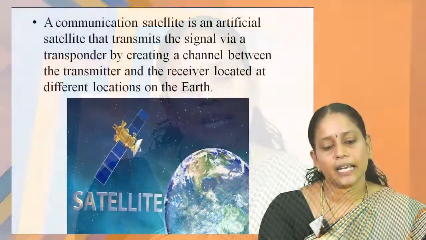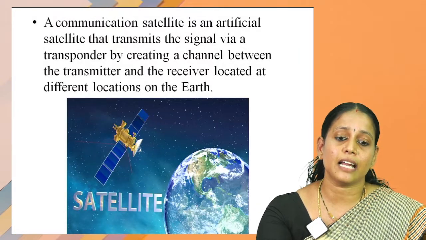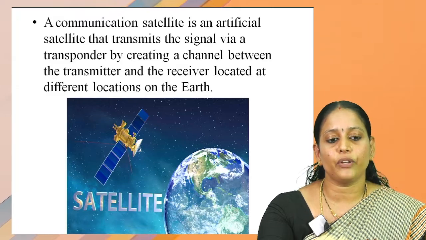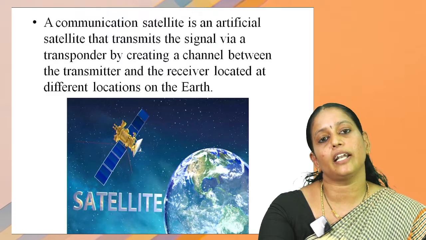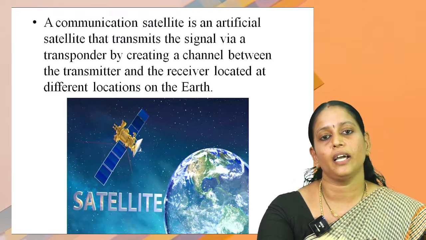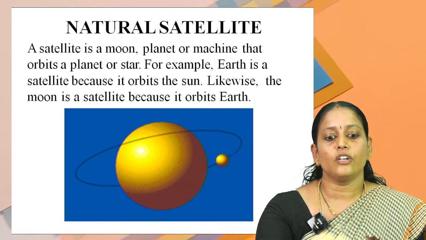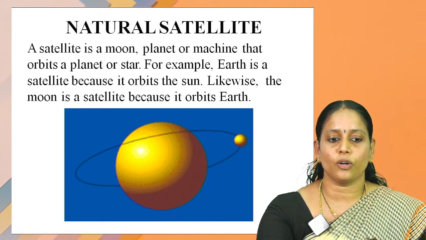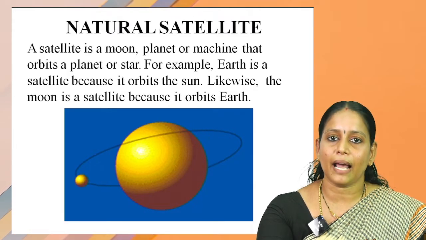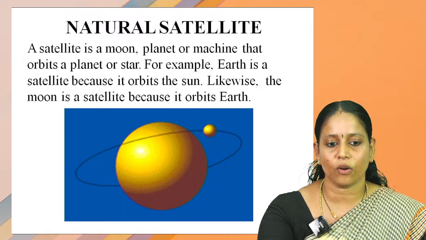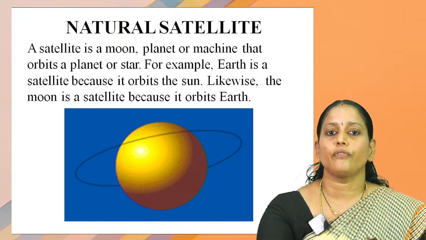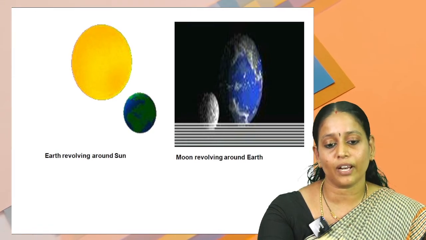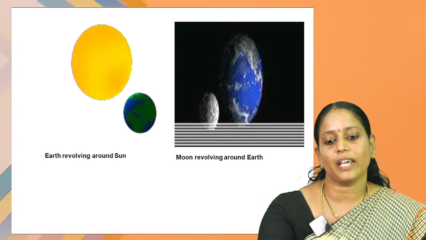A communication satellite is an artificial satellite that transmits signals through a transponder and creates a channel between the transmitter and the receiver located at different positions on the earth. This picture shows a natural satellite. A satellite is a moon, planet or machine that revolves around a planet or star. For example, Earth is a satellite because it revolves around the sun, and the moon is revolving around the earth.